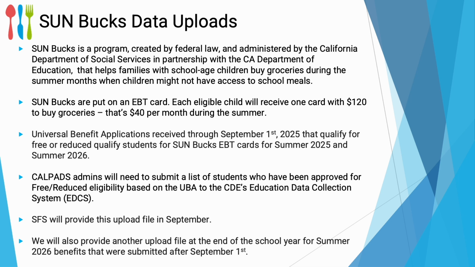Universal benefit applications received through September 1st, 2025 are going to qualify free and reduced students for Sunbucks EBT cards for both summer 2025 and summer 2026. So again, anybody who's directly certified is already on the list to automatically get these Sunbucks benefits. But anybody who completes an application and is qualified that way, we're going to upload that data and then they will get their EBT card. And if you get the application by September 1st, it qualifies them for 2025 benefits and 2026 benefits.